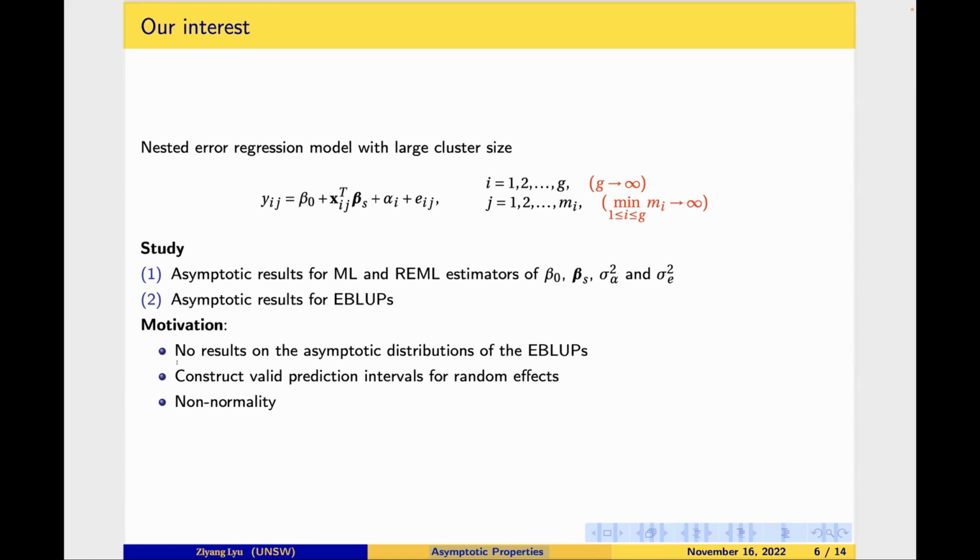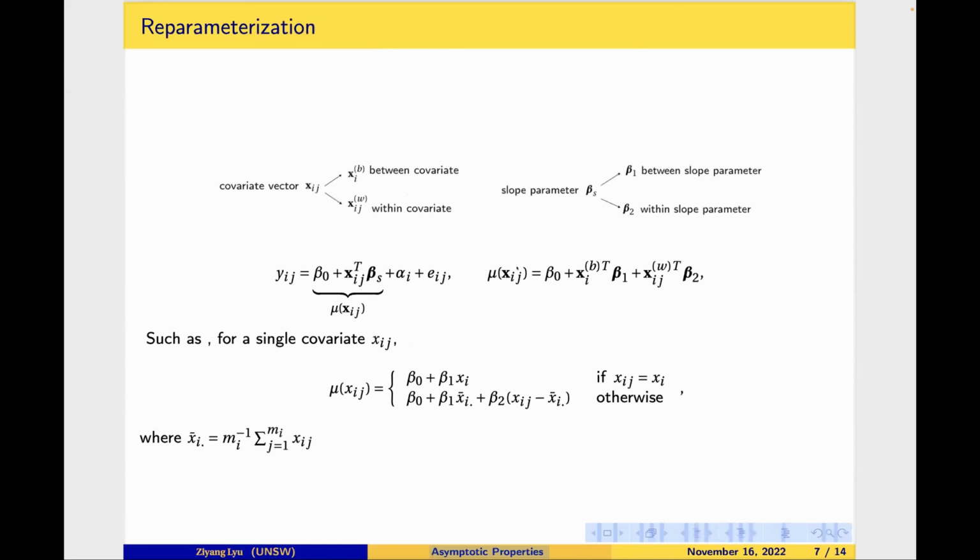The motivation, as we previously mentioned, is that there is no result for the asymptotic distributions of the EBLUPs. Also, we know the EBLUP is a point estimator. So if we can get the asymptotic distribution of the EBLUPs, we can construct valid prediction intervals for the random effects. One more motivation is that we want to extend this model to be a bit more general. We don't need to assume normality. So how do we construct the asymptotic distributions for the nested error regression models when both the number of clusters and the cluster size go to infinity?